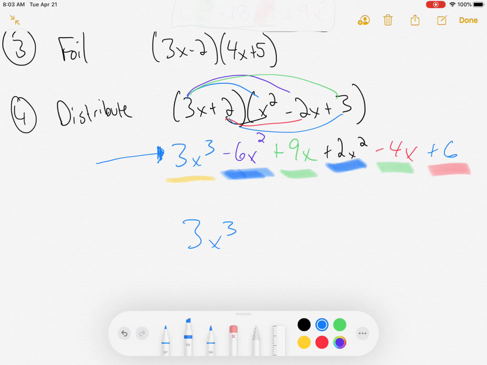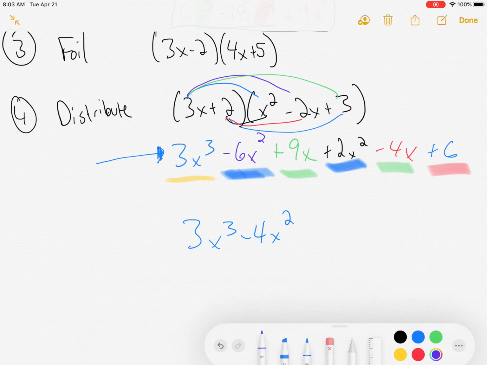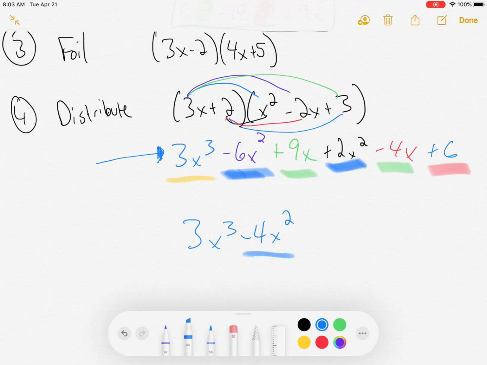So let's do my two blue ones next. So what is negative 6x squared plus 2x squared? Or what's negative 6 plus 2? You should get negative 4, and then x squared just hops on down with it. So this comes from my blue. This comes from my yellow. Okay, next up, let's do our green ones. Well, we have 9x minus 4x. Well, 9 minus 4 is plus 5, but then an x drops down, plus 5x. And last but not least, our plus 6.